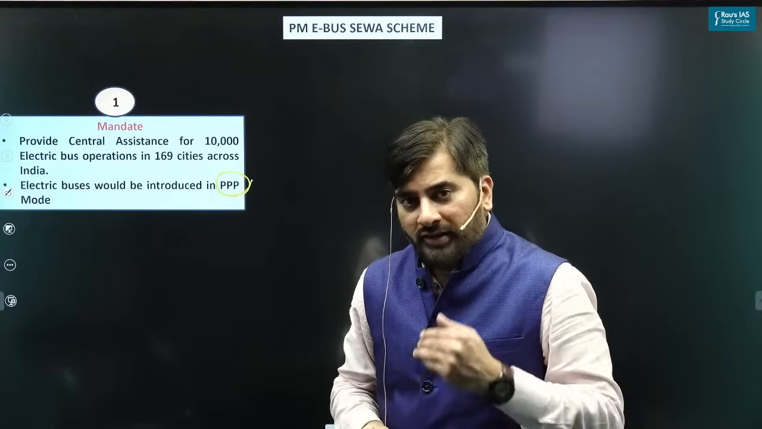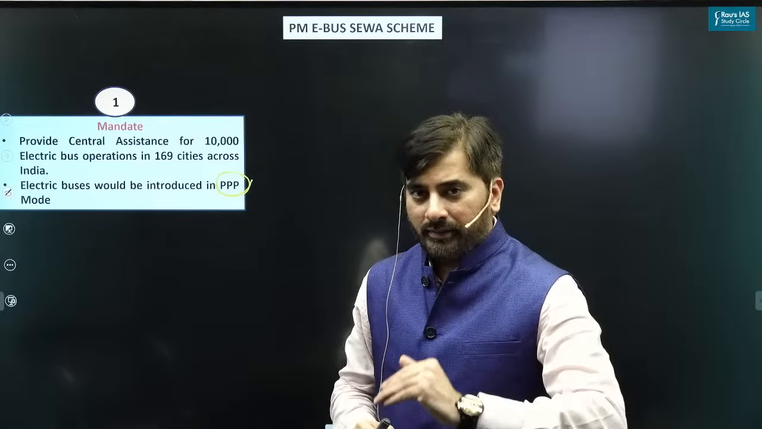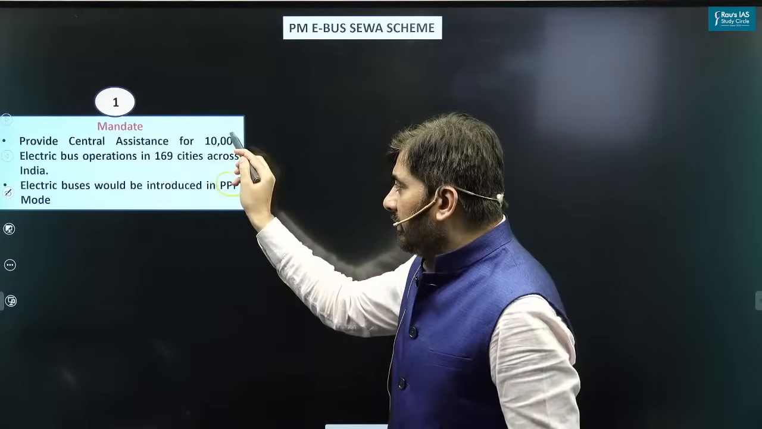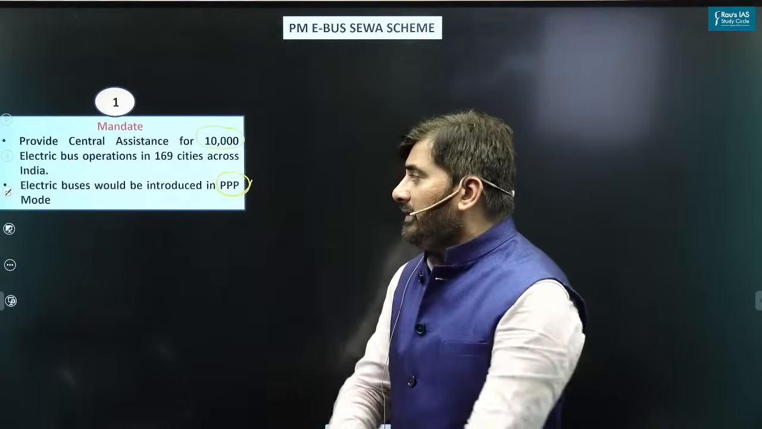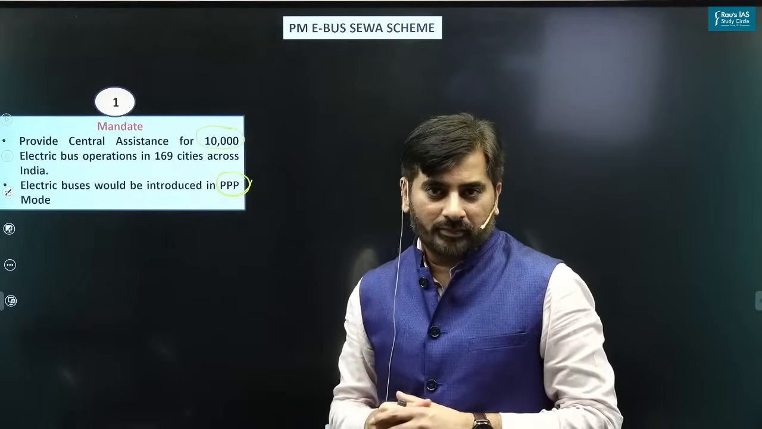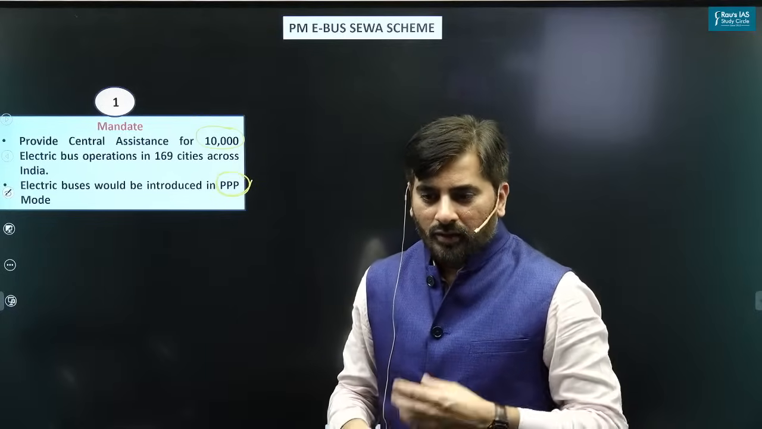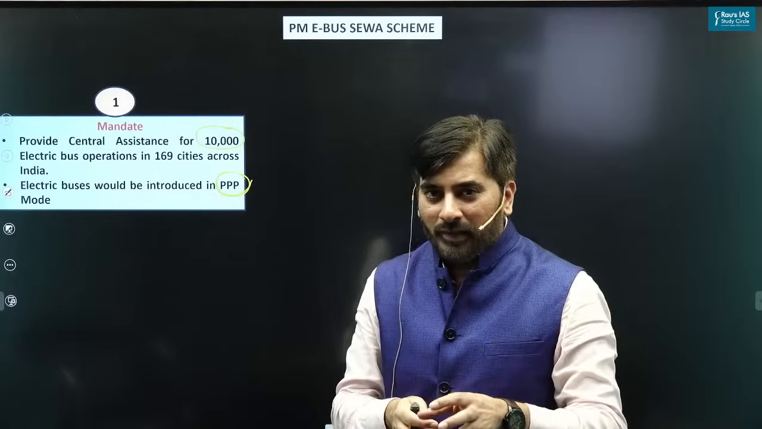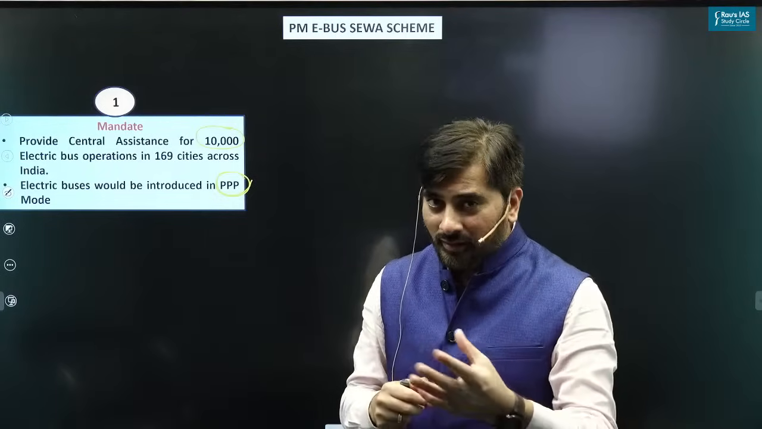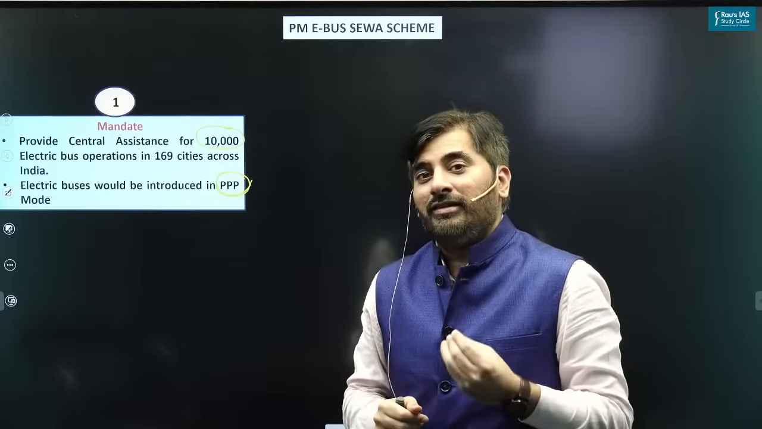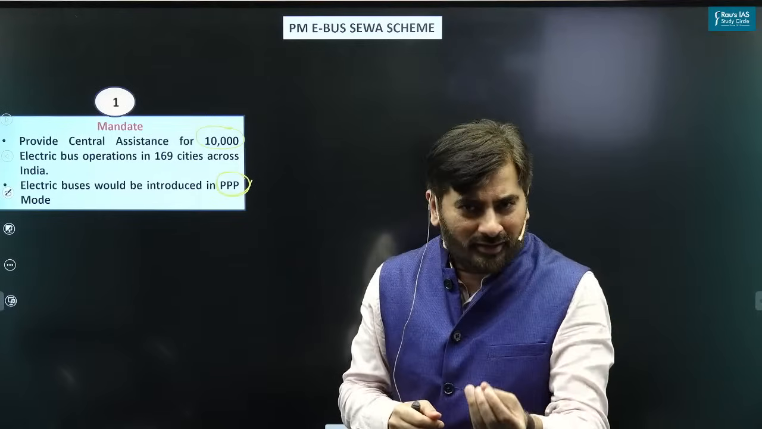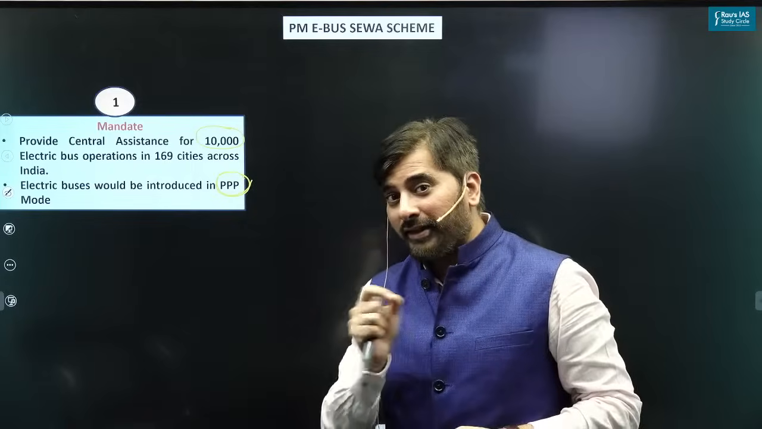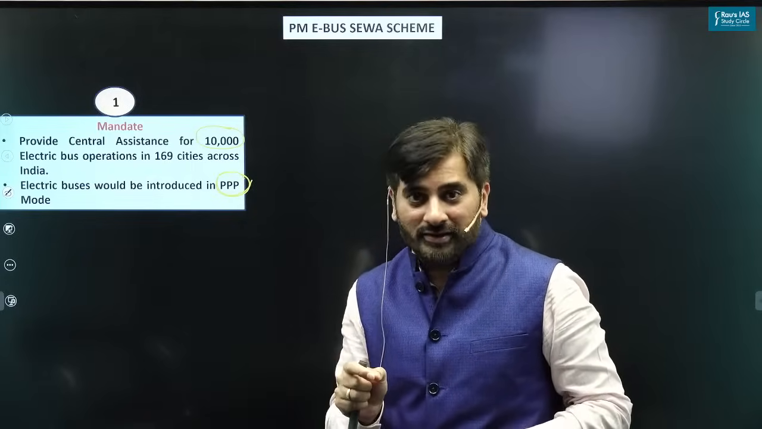And for introducing electric buses in public-private partnership mode, the central government has committed central assistance for 10,000 electric buses under PM e-bus Seva. So the question here is, what kind of PPP model are we using in introducing the electric buses? And when we say central assistance, what is this central assistance provided for? And more importantly, what is this payment security mechanism which was announced in this year's budget?